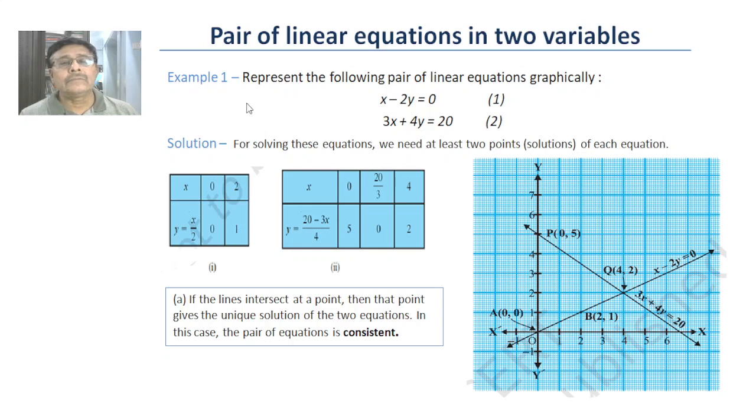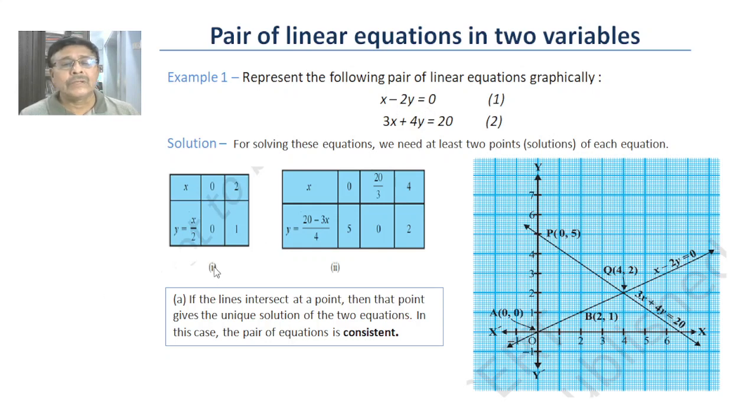Now example 1: represent the following pair of linear equations graphically. We have been given these two equations, x - 2y = 0 and 3x + 4y = 20. Now we know that a linear equation is represented by a straight line. And to draw a line, we need at least 2 points, that is two solutions. That means we have to find two solutions of each of these equations.